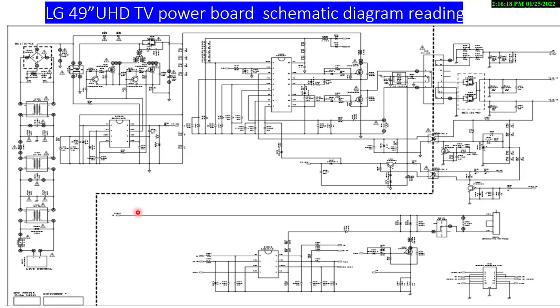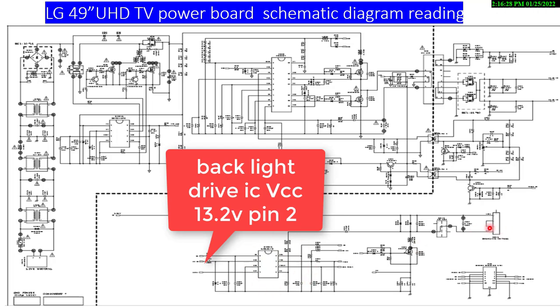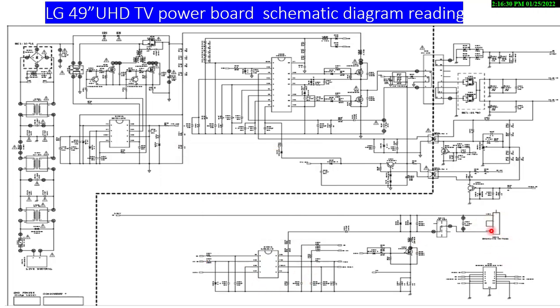So when the output voltage 13.2 voltage comes out, it is also for this IC. This IC also drives the backlights. The backlight will turn on.